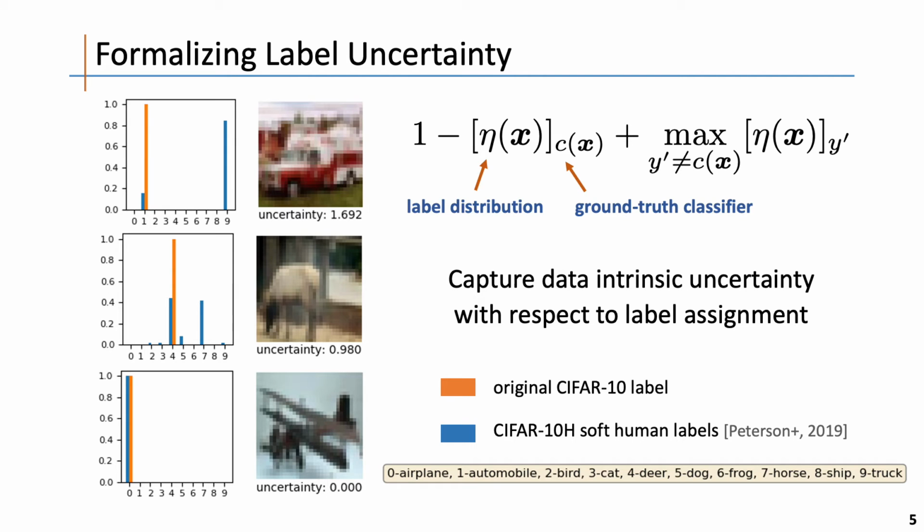We formalize the notion of label uncertainty using the underlying class conditional label distribution and the label assignment given by the ground truth classifier. In our experiments, we make use of the CIFAR10H soft human labels as the best approximation we can obtain for the label distribution of CIFAR10 images. A high uncertainty score indicates that there is more discrepancy between the original CIFAR10 label and the CIFAR10H soft human label.